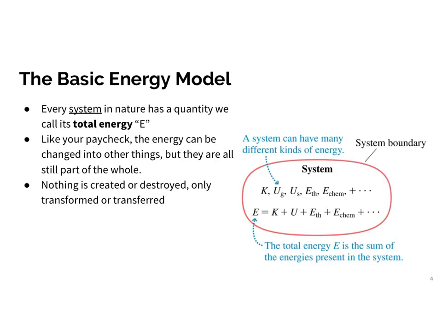So in the basic energy model, every system has some total amount of energy. We use a capital E for that. Like your paycheck, the energy can be turned into other types of energy, but they're still always a part of this whole E that we started with. Energy is never created or destroyed, only transformed or transferred. Transformed means it's changed into something else. Transferred means it's removed from the system, and we'll talk about that as we talk about work later on.